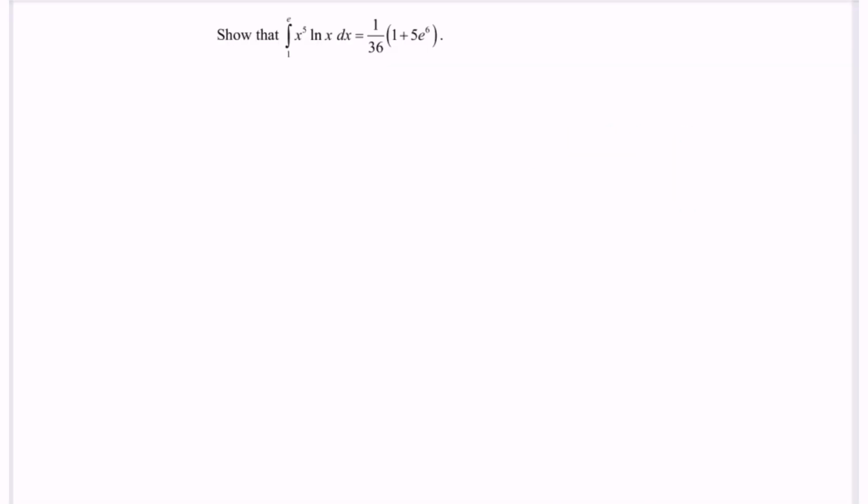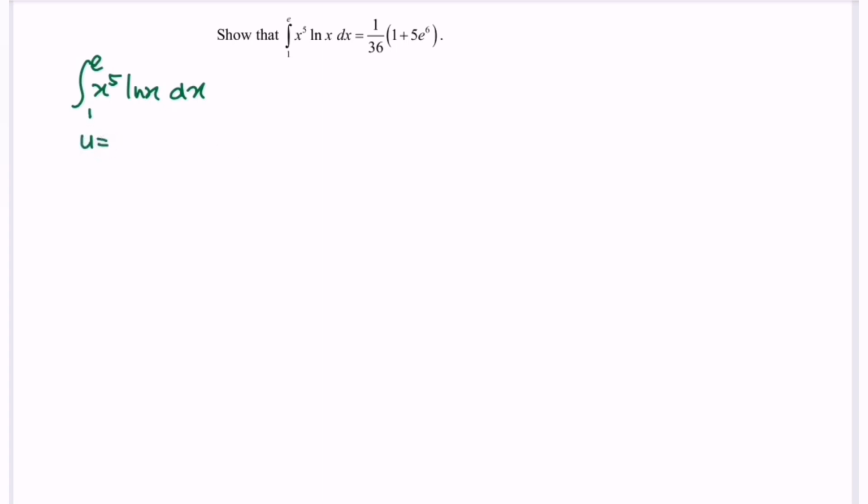Hello everyone, in this video I'm going to discuss an example of integration. Kindly observe that we have the integral of x to the power 5 ln x with respect to x, from the limits 1 until e. For this situation, my suggestion is to make use of integration by parts.